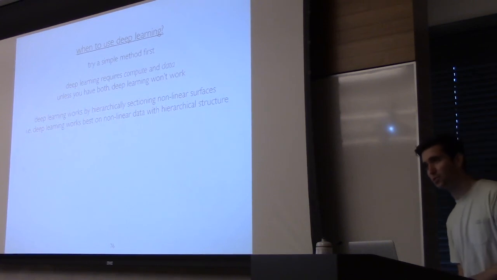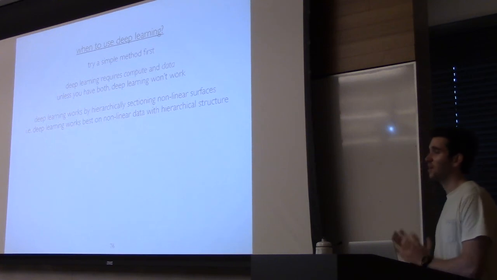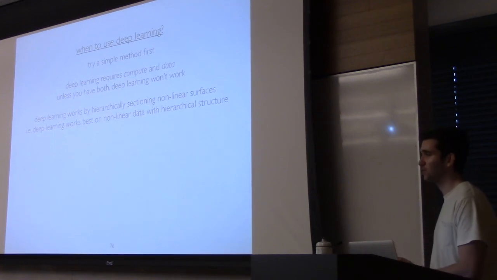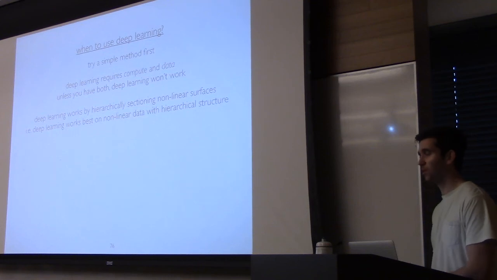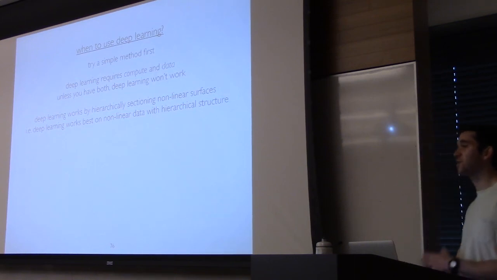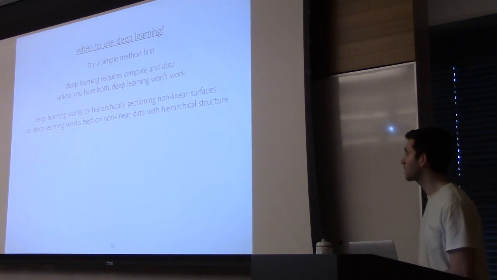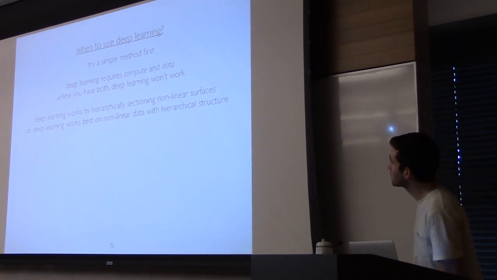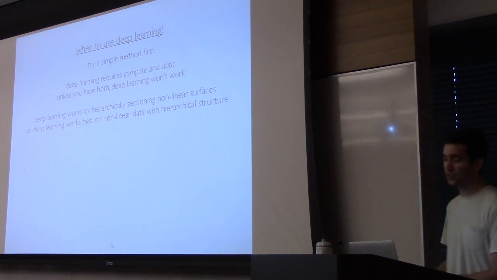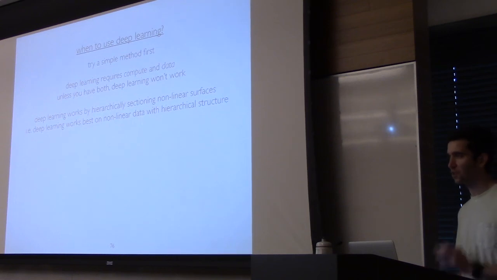So when should you use deep learning? Well, the first thing I would tell you is try something simple first. It's not a good idea to go for the most complex thing. Often a simple thing will work better than a more complex thing, and it'll be easier to get working. So you should really only use deep learning when you have enough computing resources and enough data to train a model. If you don't have the data, forget about it. Really, you're just learning by sectioning up a nonlinear space. So think about, does your problem actually have this hierarchical aspect to it?